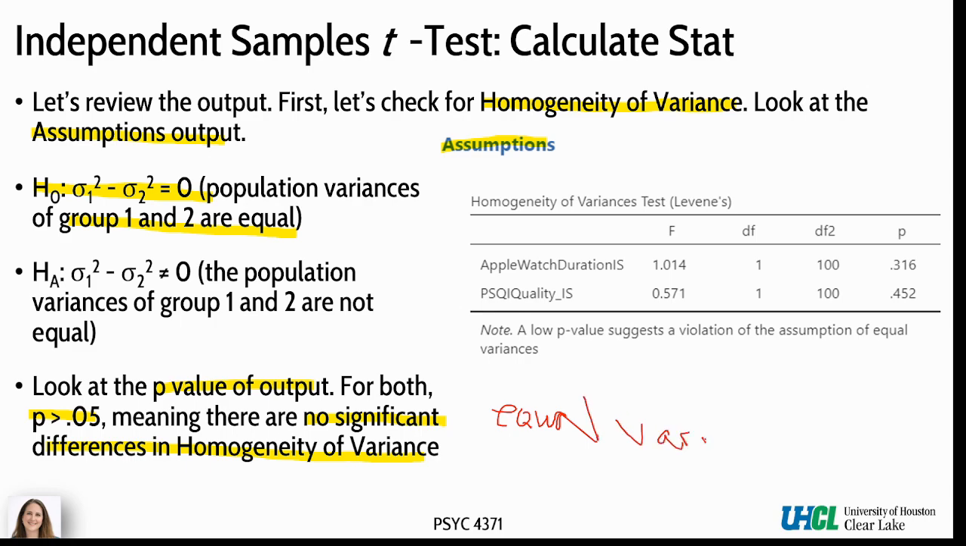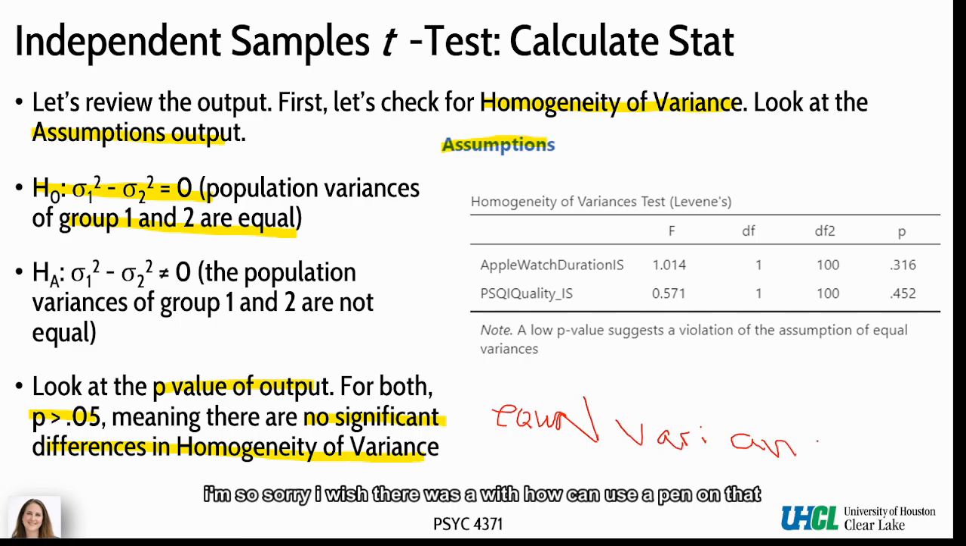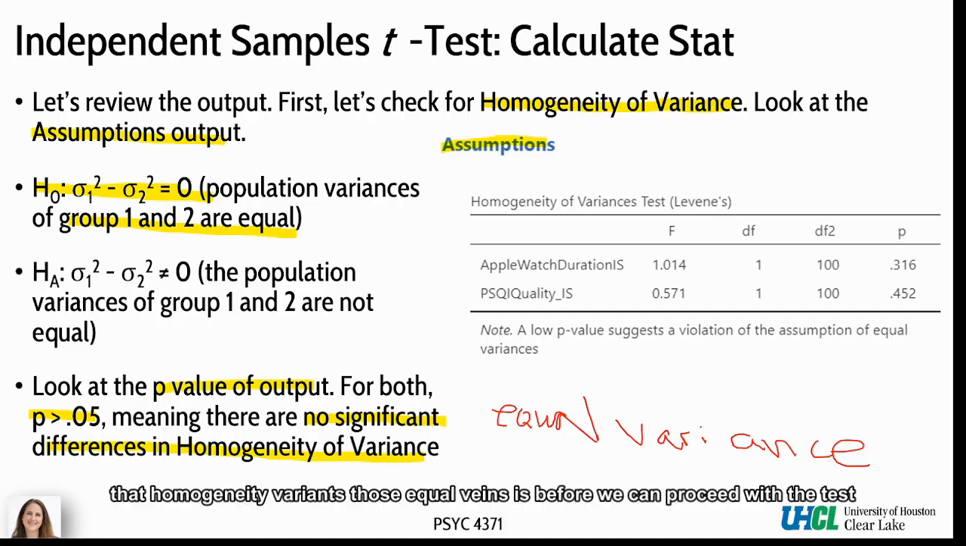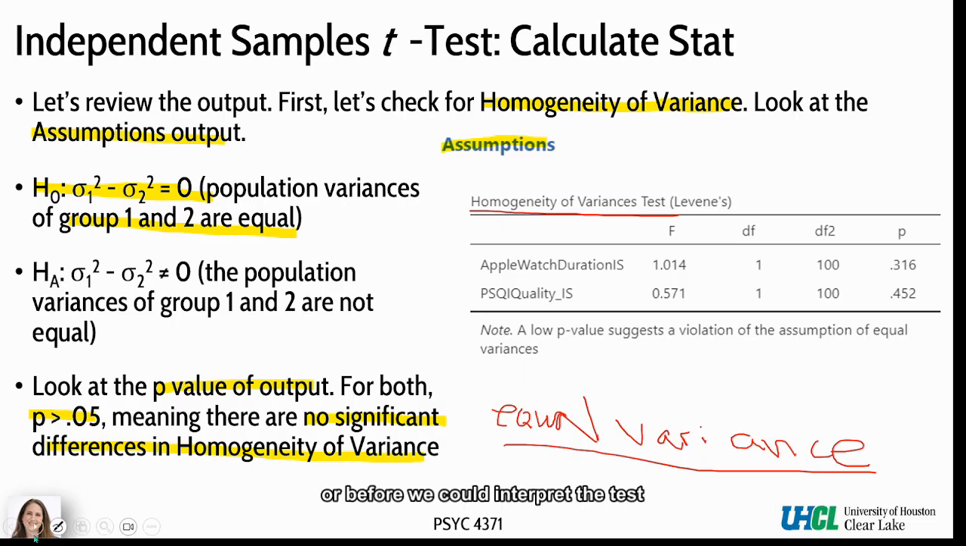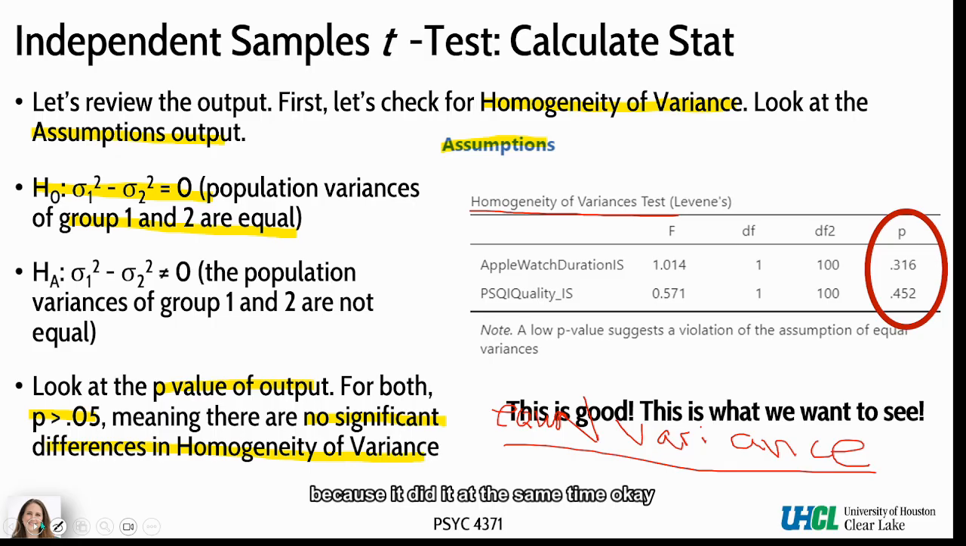I'm so sorry. I wish there was a way that I could use a pen on that. But we needed to prove that homogeneity of variance, those equal variances, before we can proceed with the test, or before we can interpret the test, because it did it at the same time. Okay, that's good. That's what we wanted to see.